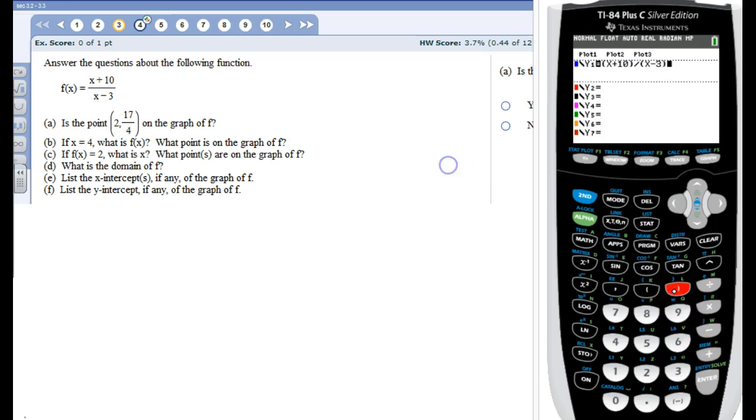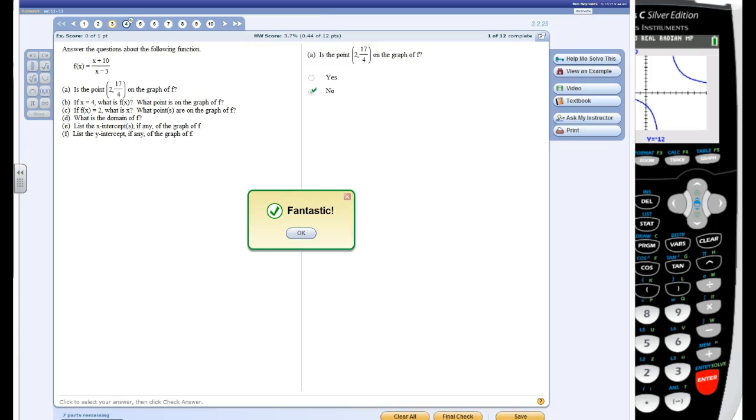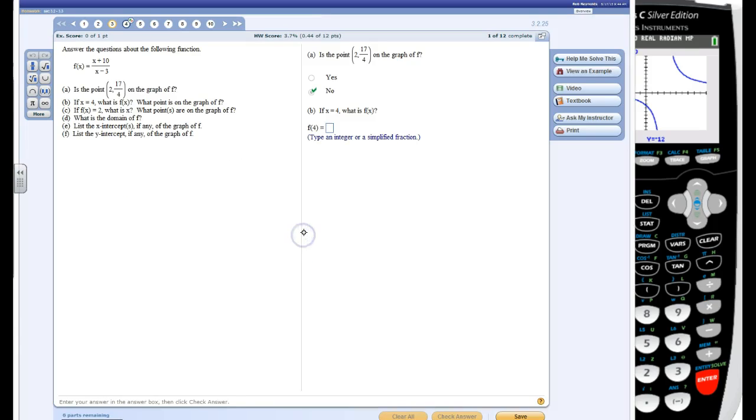So I'm going to type this function in. I'm going to hit zoom 6 because I might have messed around with my window viewing screen before, and I don't really care what the function looks like. All I want to do is find out if I let x be 2, do I get the y value of 17.4. So I'm going to hit trace, 2, enter. Of course, I'm going to get a decimal here, 2, -12, and I can see no, -12 is not the same as 17.4, so I'll answer no. And for this problem, no looks to be the correct answer.